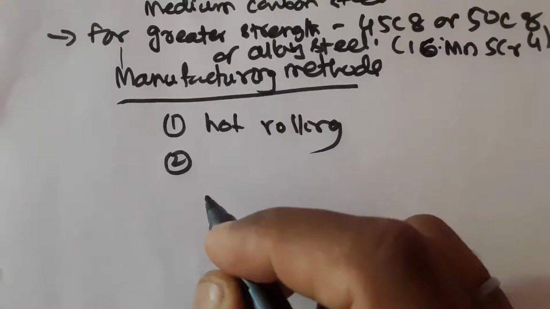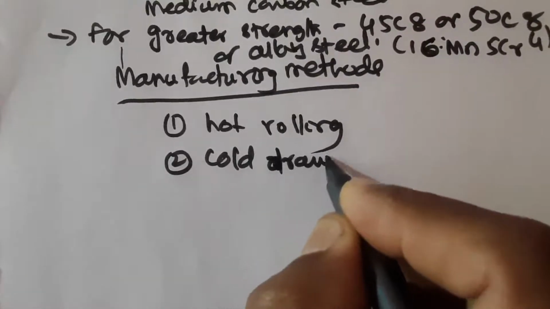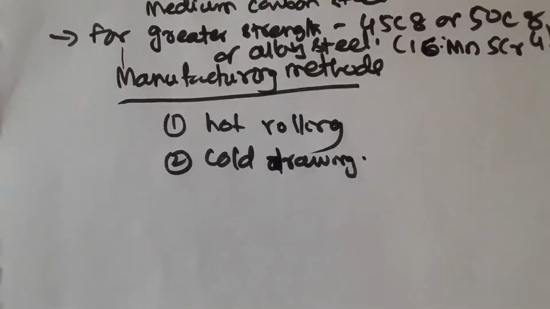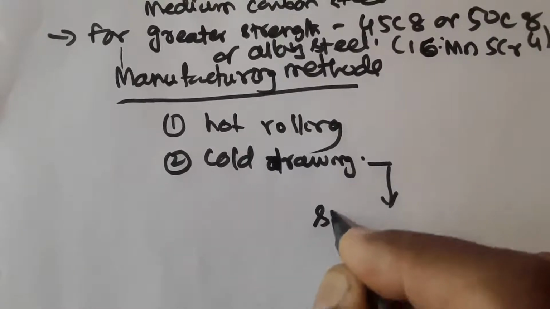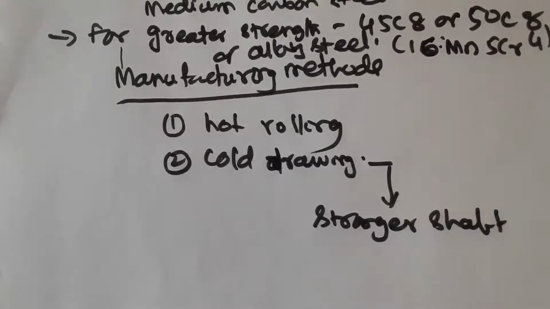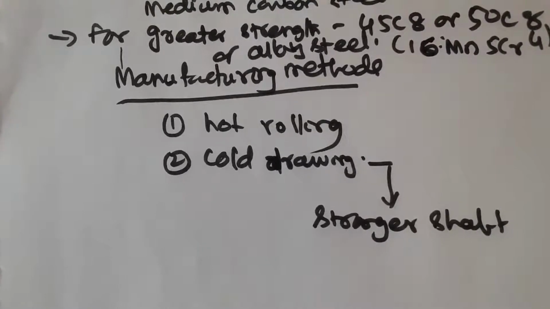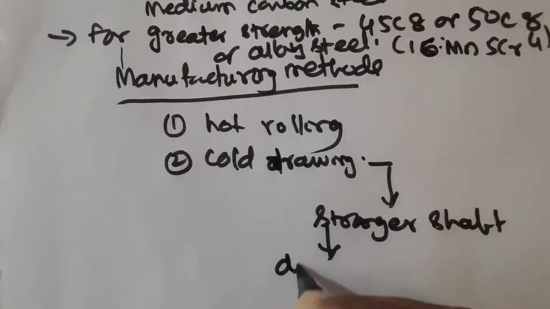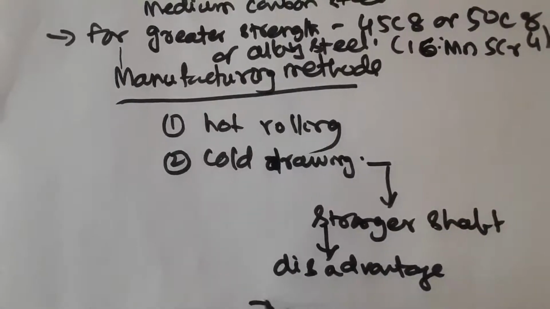The other is by cold drawing. Cold drawing produces a stronger shaft than the hot rolling process. This produces a stronger shaft than the hot rolling. However, cold rolled shaft has certain disadvantages: the tolerance in dimensions is not perfect.